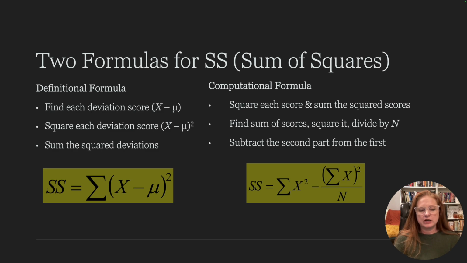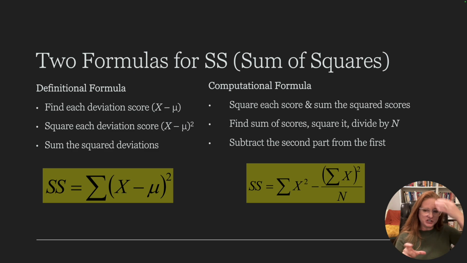So in the definitional formula, what you're going to do is find each deviation score. How you do that is you take each score minus the mean. So in theory, you are taking each individual score, and again, for a population, which could be billions of numbers. That's what I'm saying. This is a definitional formula. You're never going to use this. We are not AI. We are not computers. Well, I don't think we are. Jury's still out on that. This would take forever. Then you're going to square each of those scores, and you're going to add them all up. It's a lot of work.